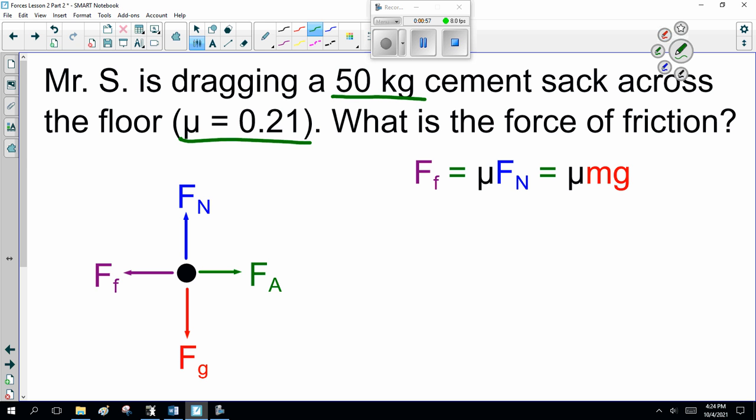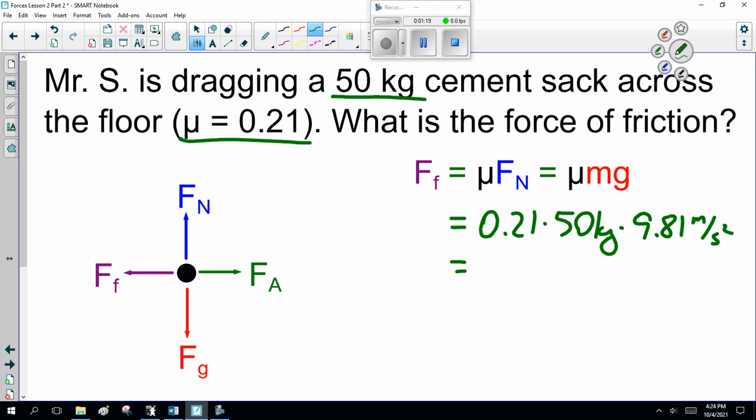Anyway, so here, force of friction is mu force normal, which is mu mg. So I'm applying a force, and there's a force of friction opposing me. So that's mu 0.21 times the mass, 50 kilograms, times 9.81 meters per second squared. Now, technically, actually, no, let's just do the math first, and I'll get into the picky bits.